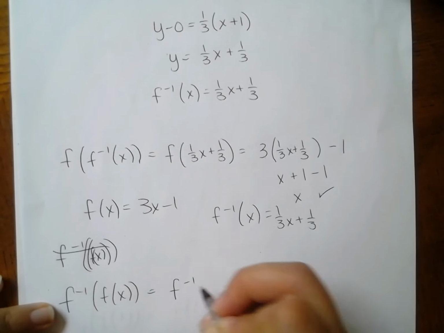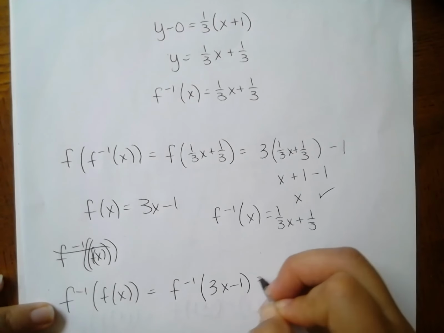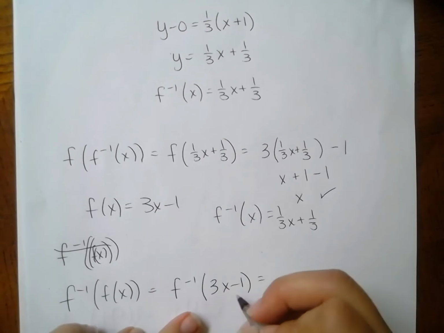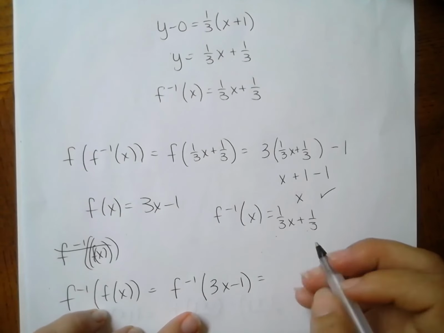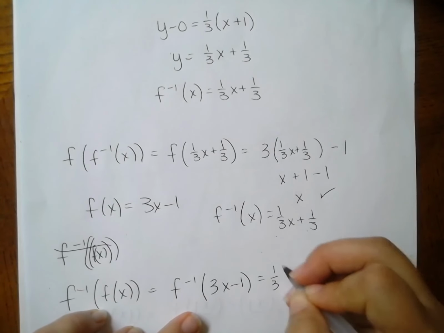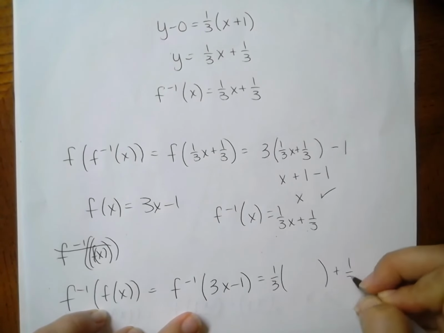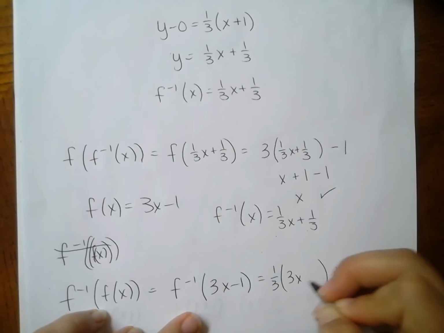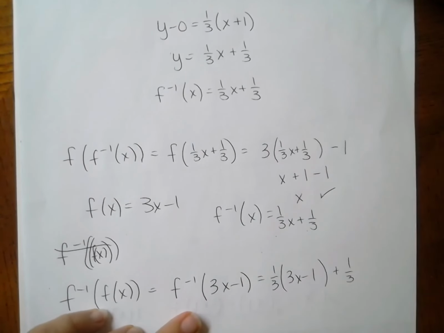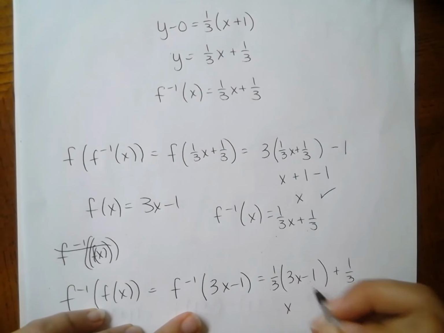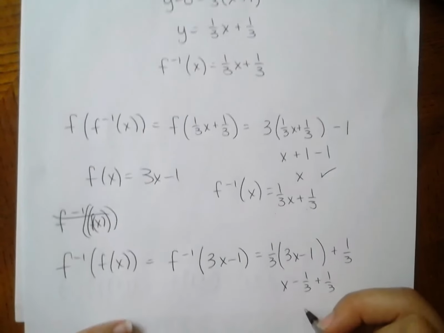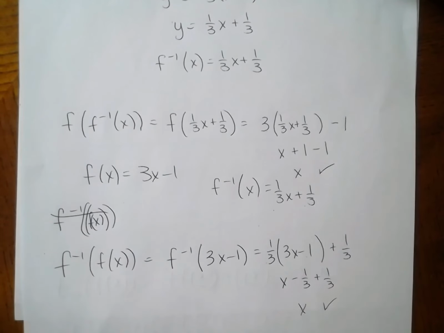This time I have f inverse of 3x minus 1 is equal to, okay, so now this is my new x, so I'm putting it into my f inverse. So I have 1/3 x plus 1/3 here, and I'm going to put in 3x minus 1 here. Again, I'm going to distribute. I get 1/3 times 3x, which gives me x, and then I get minus 1/3 plus 1/3, and I have my x, and I verified it.